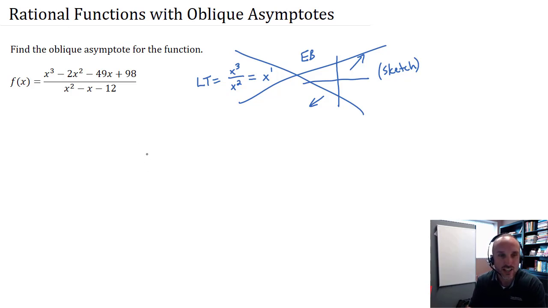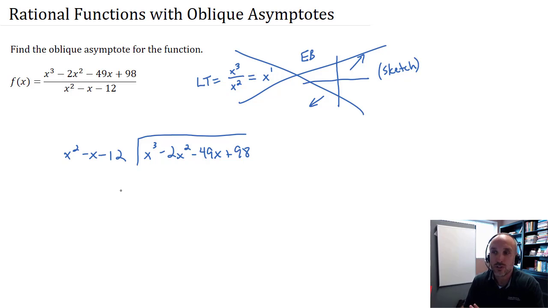So we have to take x cubed minus 2x squared minus 49x plus 98 and actually divide it by x squared minus x minus 12. And I'm going to run through this pretty quickly. I'm assuming you already know how to do long division. We divide the leading term x cubed by x squared, and we get x. Then we take x and multiply it by all three terms of our divisor to get x cubed minus x squared minus 12x.